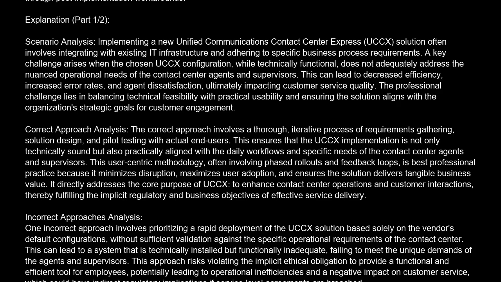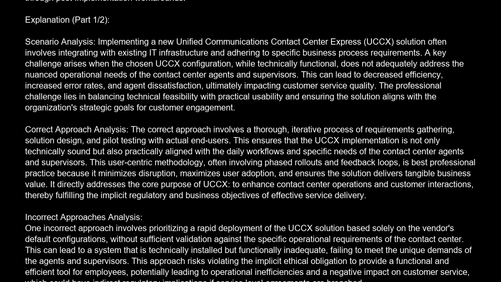Incorrect approaches analysis. One incorrect approach involves prioritizing a rapid deployment of the UCCX solution based solely on the vendor's default configurations, without sufficient validation against the specific operational requirements of the contact center. This can lead to a system that is technically installed but functionally inadequate, failing to meet the unique demands of the agents and supervisors. This approach risks violating the implicit ethical obligation to provide a functional and efficient tool for employees, potentially leading to operational inefficiencies and a negative impact on customer service, which could have indirect regulatory implications if service-level agreements are breached.